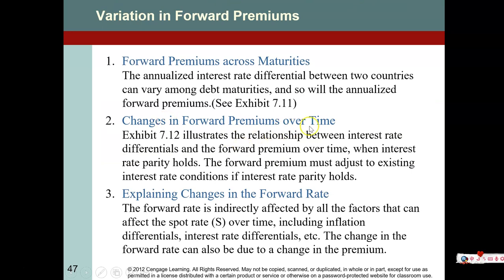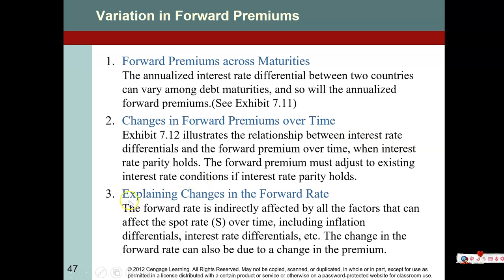Also, the forward premium could change over time, and in Exhibit 7.12 we're going to see the relationship between interest rate differentials and the forward premium over time. When interest rate parity holds, the forward premium must adjust to the existing interest rate condition. Over time, if IRP holds, P equals IH minus IF. But if IH minus IF changes, then P should change as well across time.